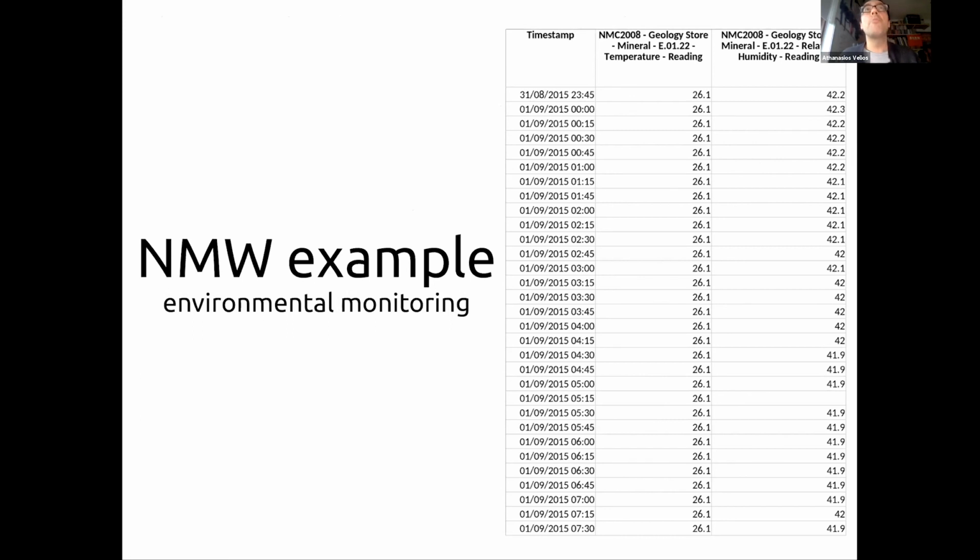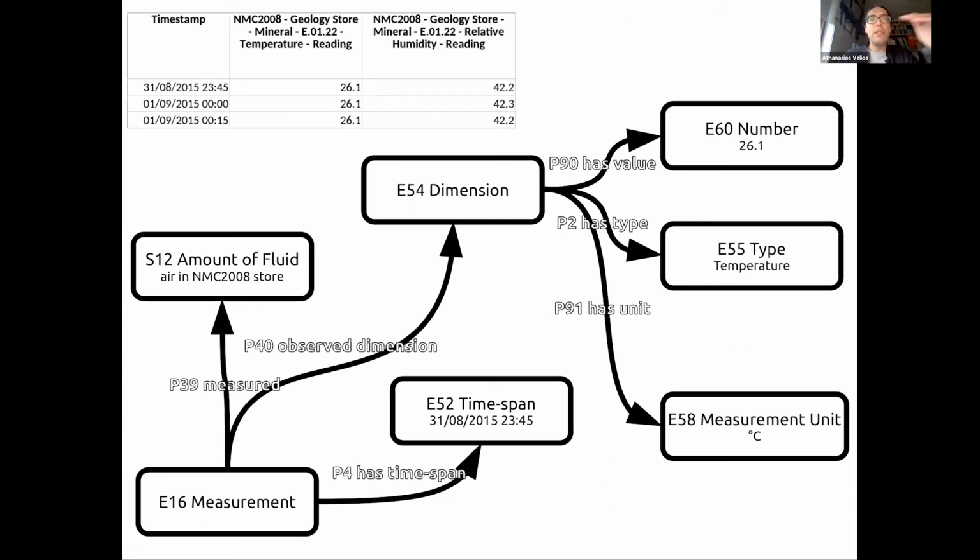Christian also has some measurements from the environment of the store where these samples are kept, and I can model that as well. So each line of my spreadsheet is a measurement event. It's an activity that we have registered, and this measurement event measures the air, the amount of fluid in the storeroom. Again, we can argue about what exactly the classes mean, but just follow the broad idea at the moment.